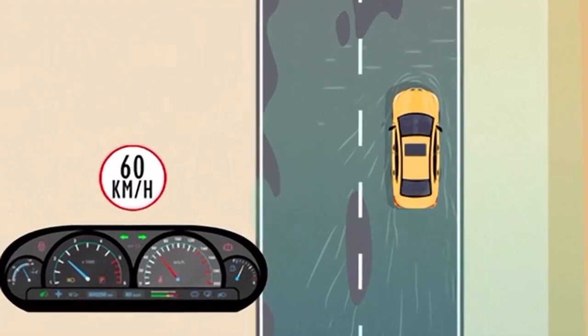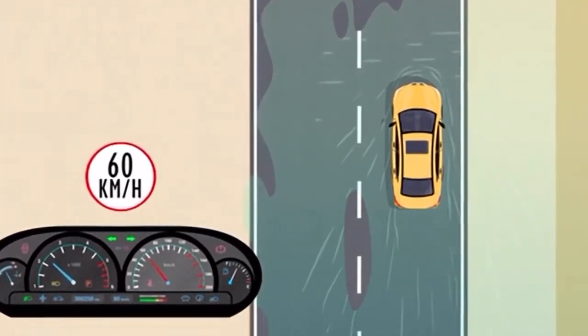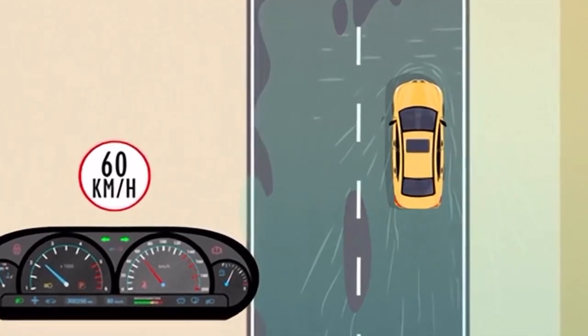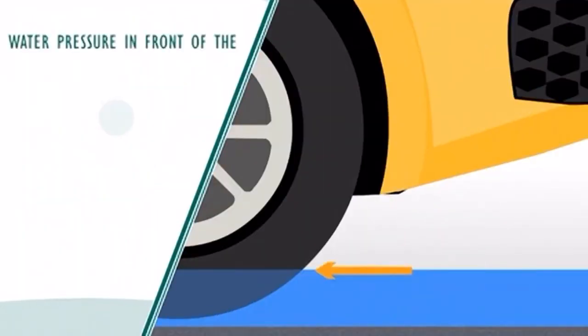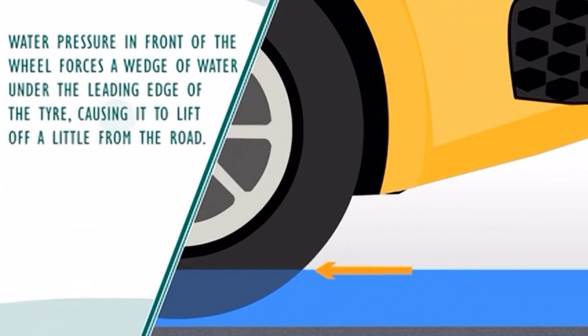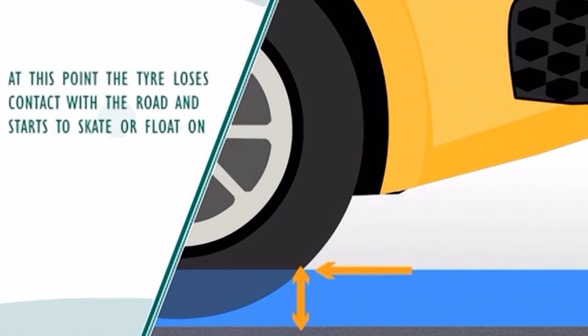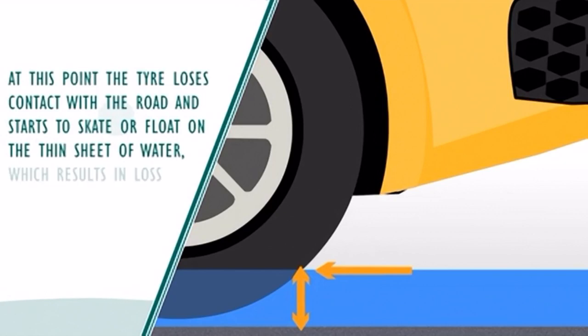However, as the speed increases, a wedge of water forms in front of the tire. At high speeds, the tire encounters more water than it can dissipate. Water pressure in front of the wheel forces a wedge of water under the leading edge of the tire, causing it to lift off a little from the road. At this point, the tire loses contact with the road and starts to skate or float on the thin sheet of water, which results in loss of control.